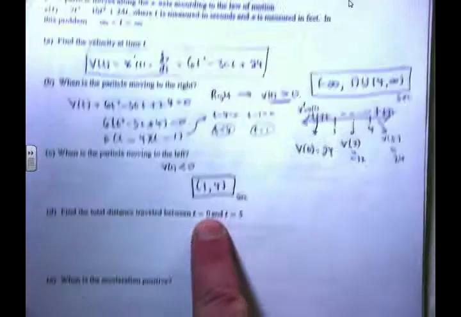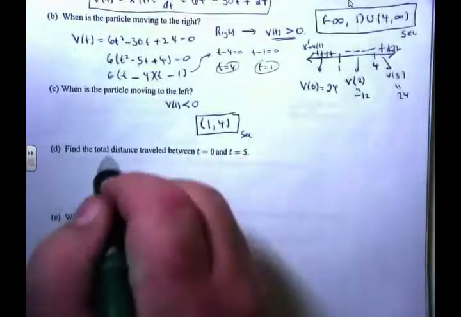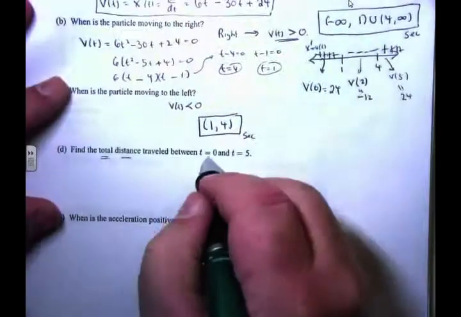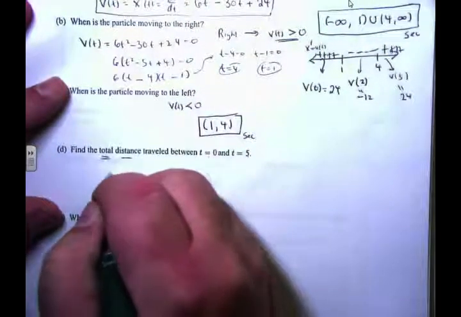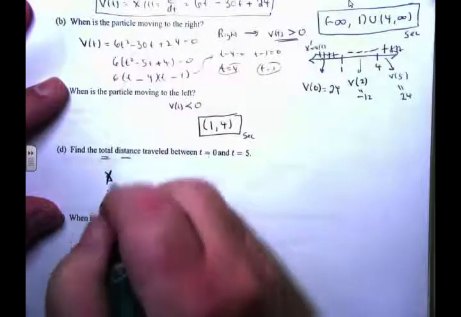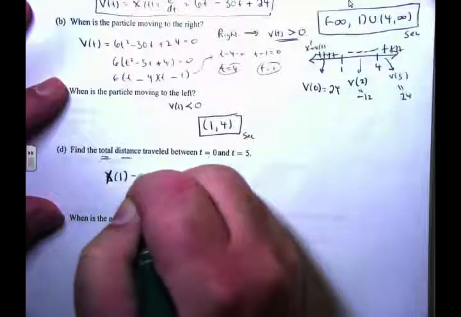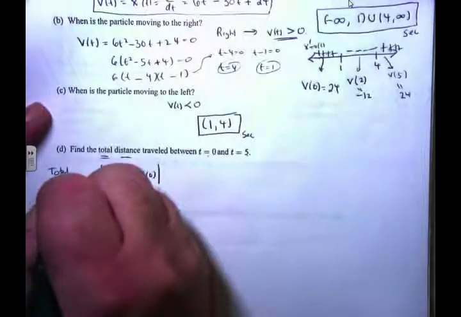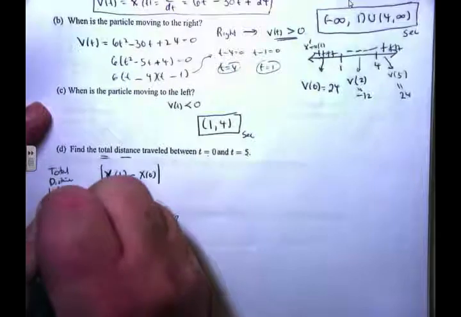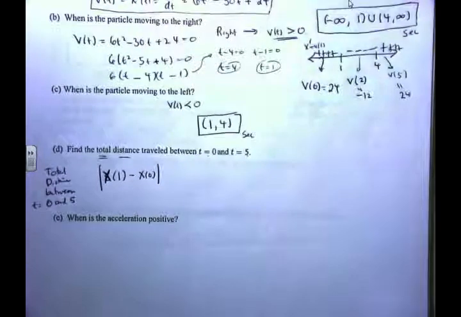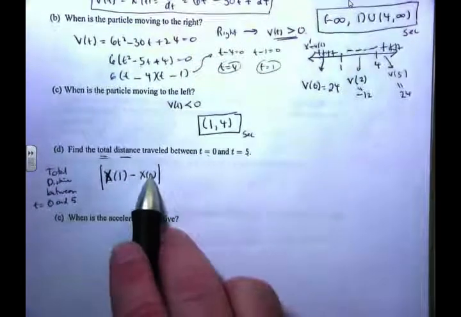Now, to figure out the total distance between 0 and 5, and that's the word, total distance, I have to break it up over where I stopped. So I'm going to be 0 to 5. I'm going to talk about distance, so that'll be S, the original function, or X, actually. X, the original function. But I want to figure out the distance between 1 and 0, and I'm going to use absolute values. Understand what's going on here. That's the word, total distance between 0 and 5. Okay? So X between 1 and 0.